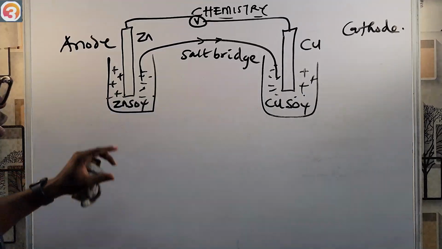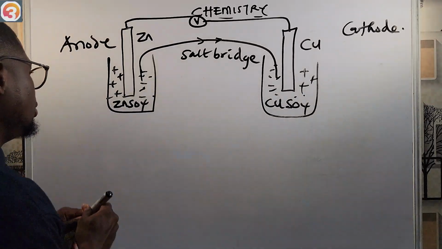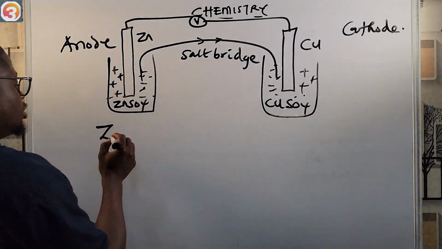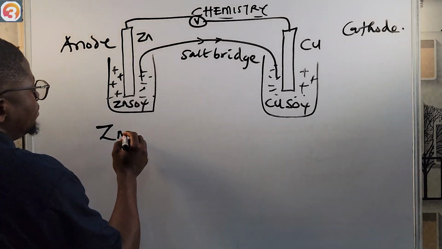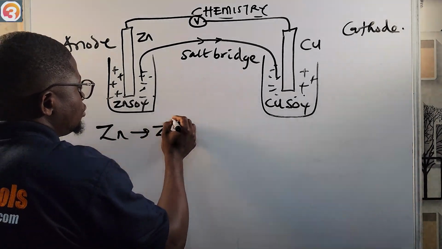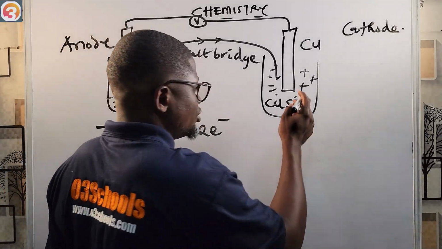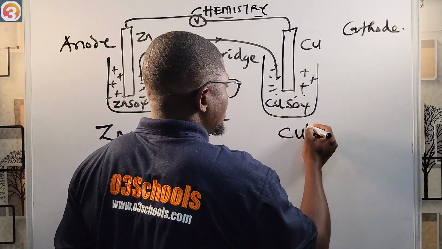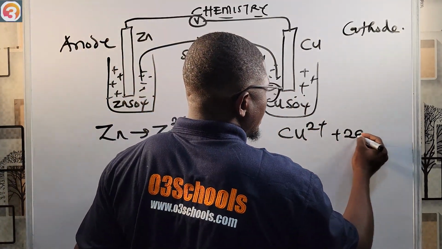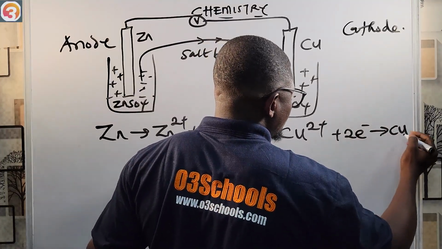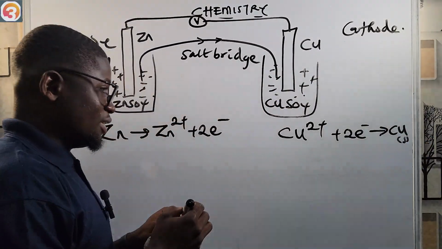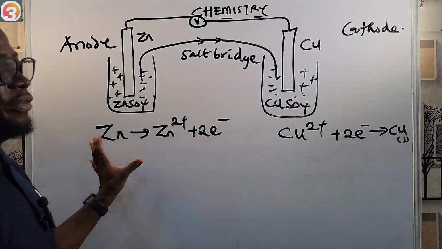Because oxidation occurs at the anode, this will be the reaction: Zn gives us Zn2+ plus 2 electrons. For this side, because reduction happens here, we're going to have Cu2+ plus 2 electrons to give you Cu, solid. So this is the reaction.